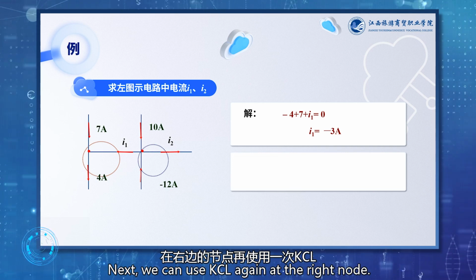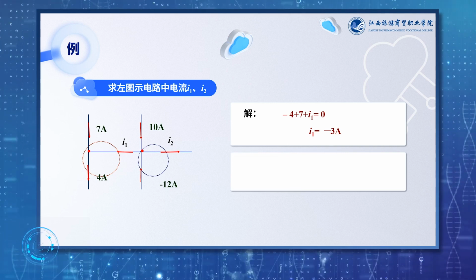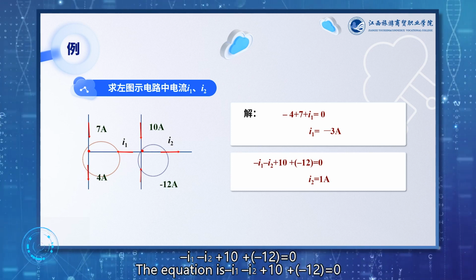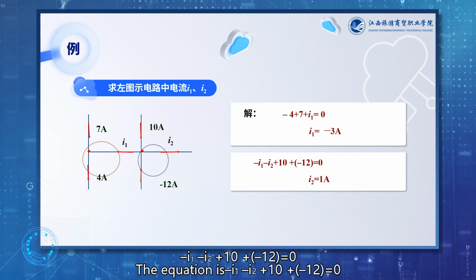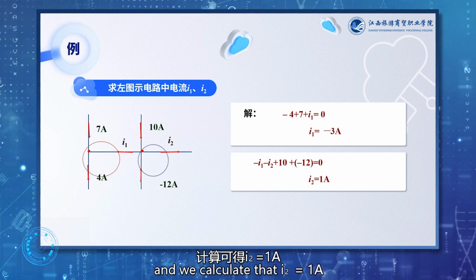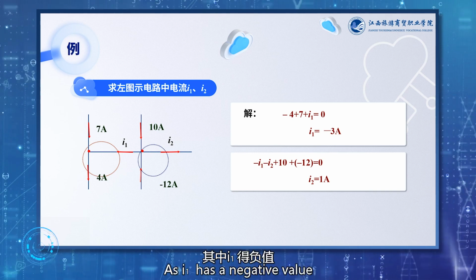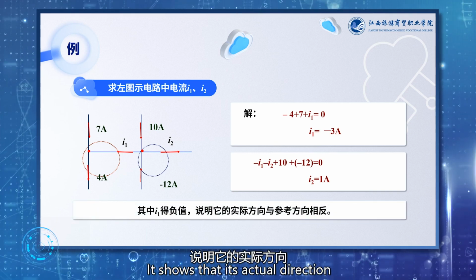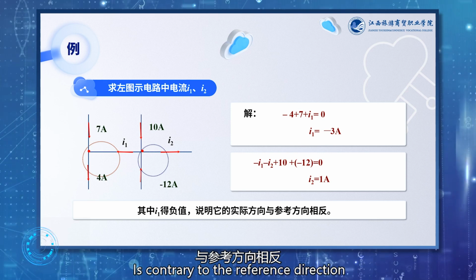Next, we can use KCL again at the right node. The equation is negative I1 minus I2 plus 10 minus 12 equals 0, and we calculate that I2 equals 1A. As I1 has a negative value, it shows that its actual direction is contrary to the reference direction.